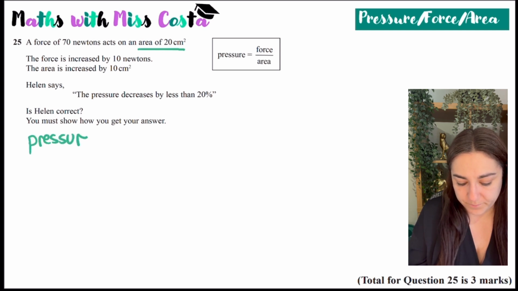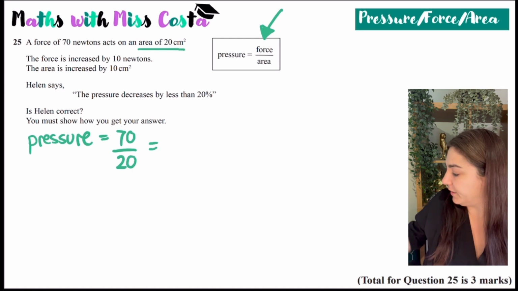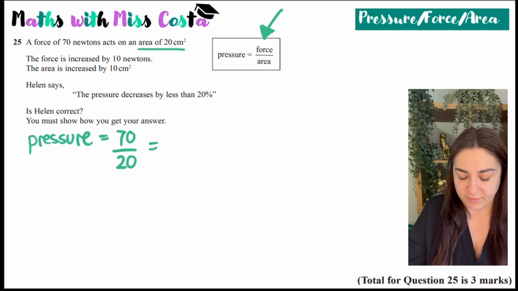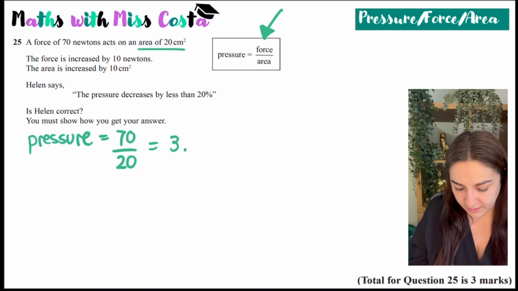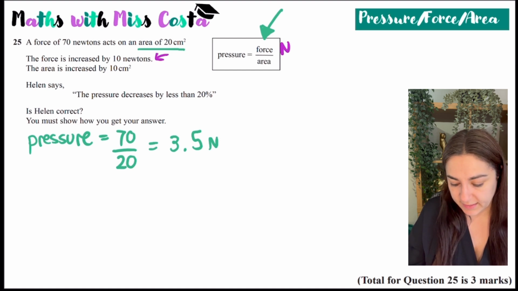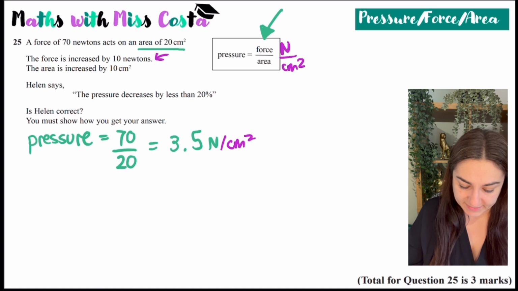So pressure is force divided by area, like the formula tells us here. So the force is 70 and the area is 20. So if I just type that into a calculator, 70 divided by 20 is 3.5. And the way you know what the unit is, the force is given to us in newtons, so I know that's newtons over, and the area is in centimetres squared. So it would be 3.5 newtons per centimetre squared.